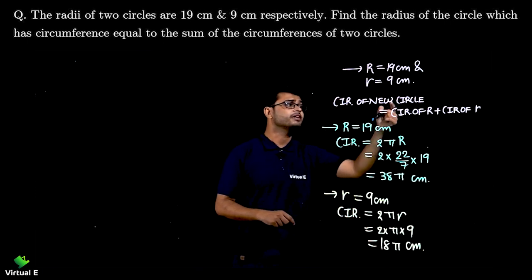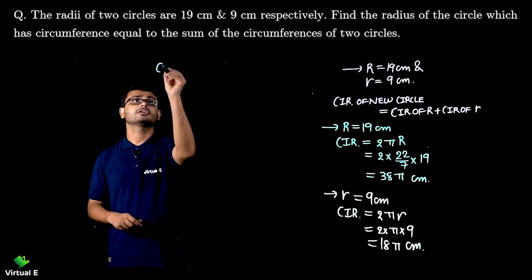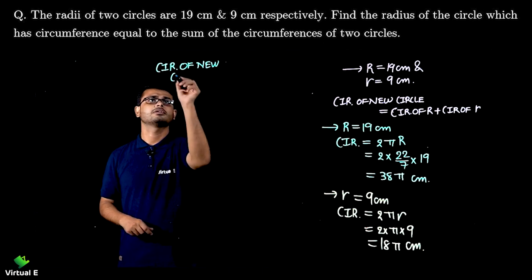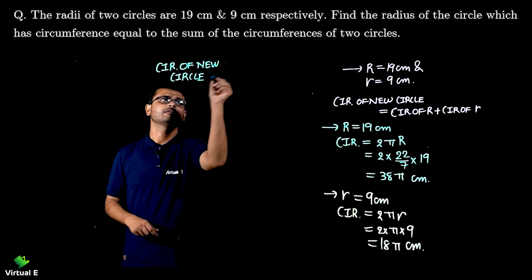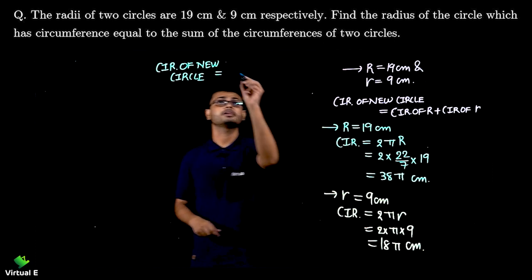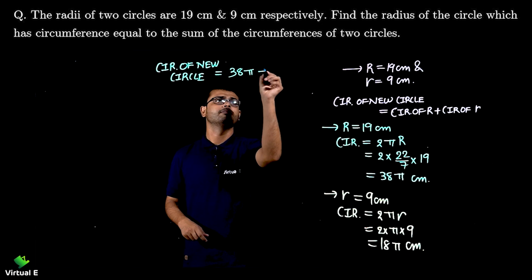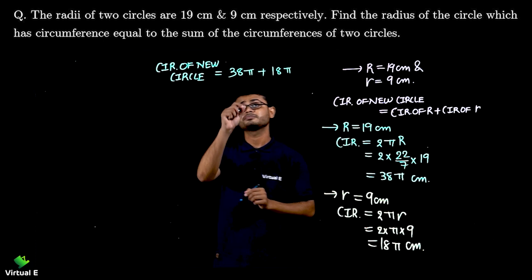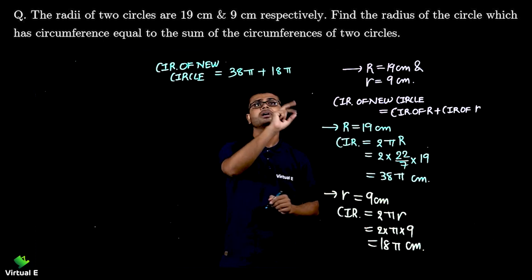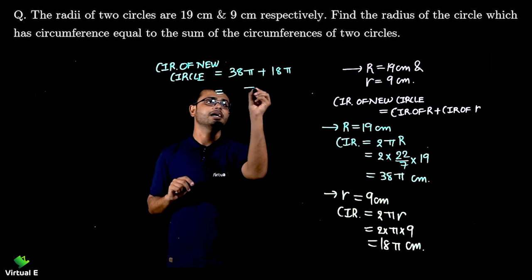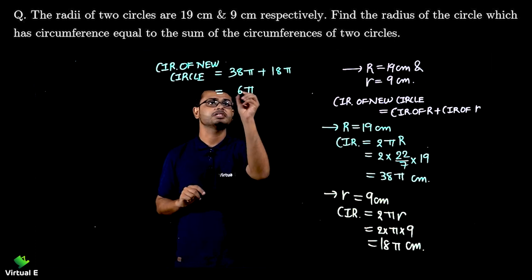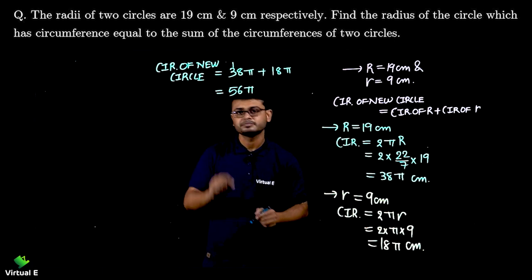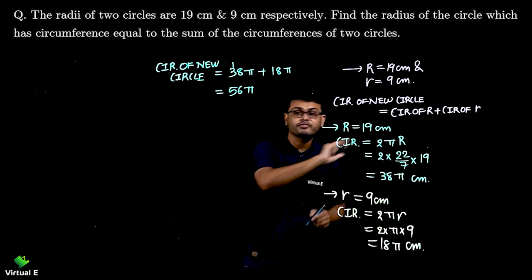Now we need to get the circumference of the new circle. How can we get the circumference of the new circle? By adding these two values, right? So 38 pi plus 18 pi. Now see how to add it. You can consider pi as x only, 38x plus 18x. Simple. So pi will be as it is. Now 8 and 8 will be 16, so 1 carry over, 3, 4 and 5. 56 pi. Okay, we get the circumference of the new circle.